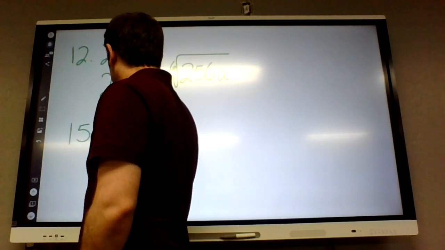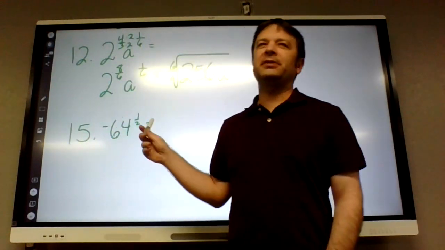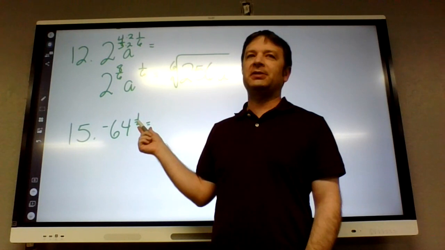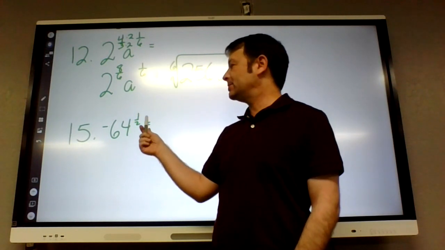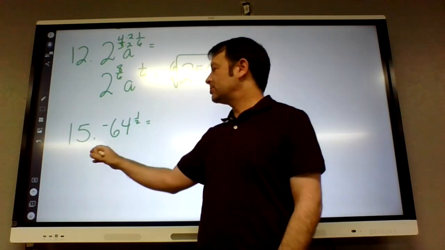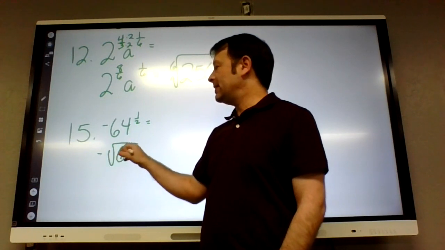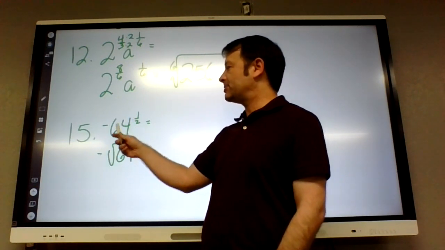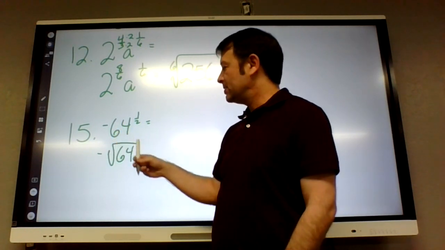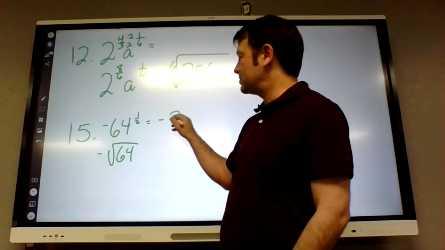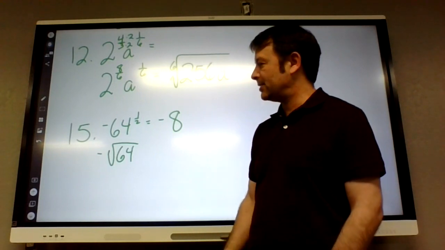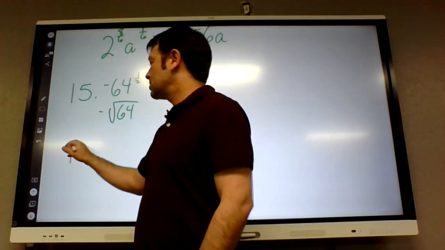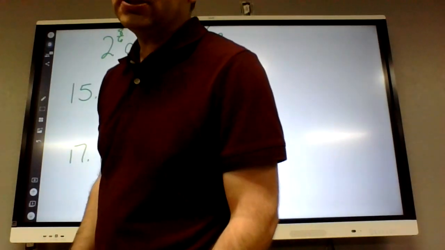Now, we could use the calculator on this because it's a number, but what's the 1/2 power mean? Square root. The negative would not be in the square root because of order of operations, exponents first. So the square root of 64 is 8, so this is -8.